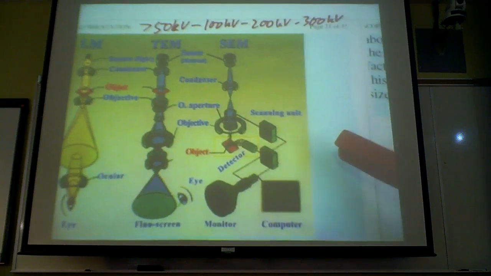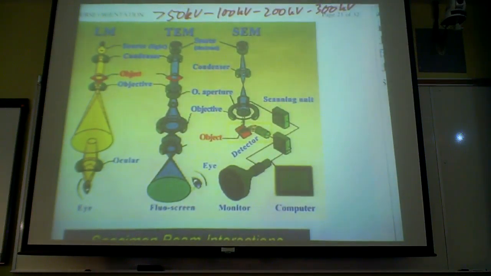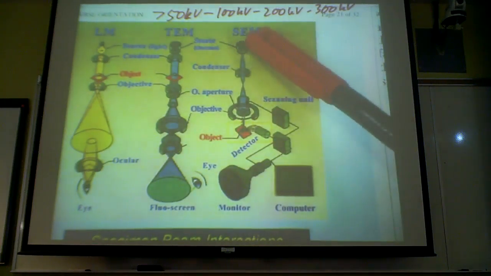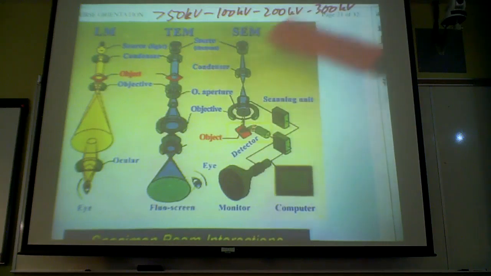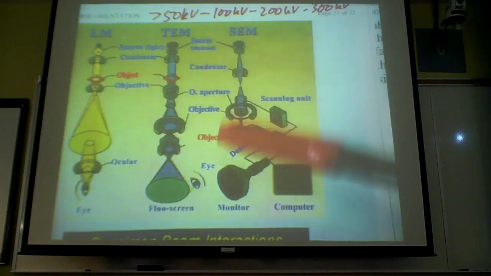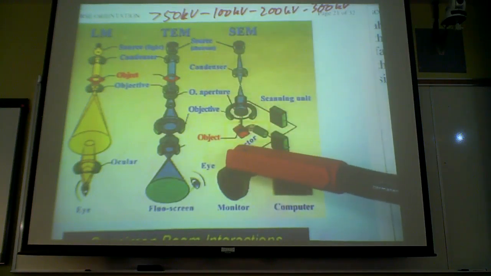And then, very popularly, you would have the scanning electron microscope. We have one of the best in the business to look at materials. So again, you would have a similar thing. You would have the source, the electron source. You have the object. In this case, it doesn't go through, right?